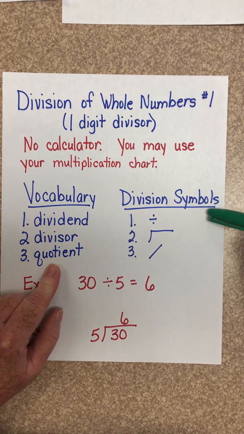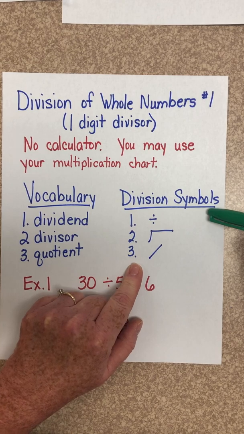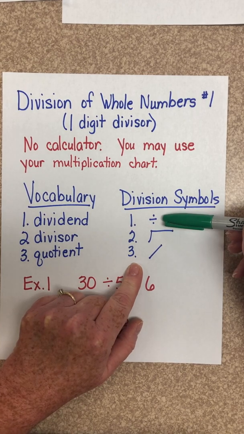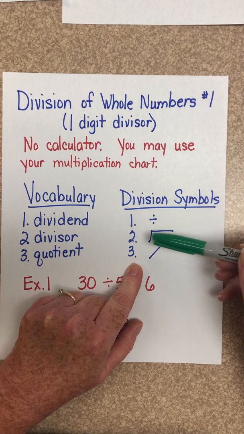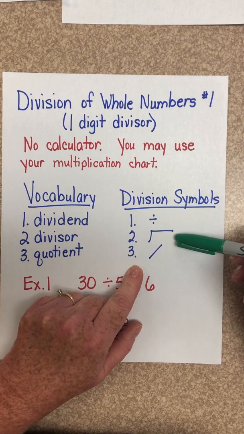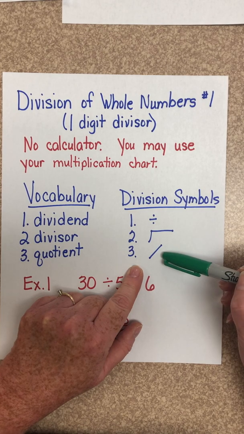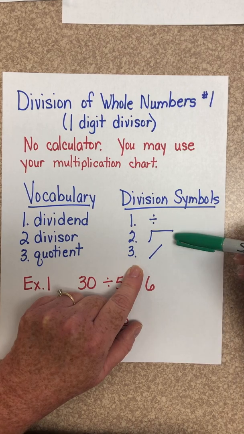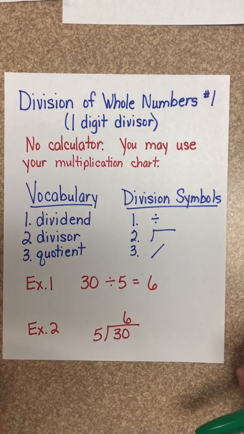Let's look at the symbols we use with division. We have the traditional symbol, but I like to nickname it crazy eyes. And the second symbol we use for long division. And the third is the slash. That symbol we use on the computer when these other 2 symbols are not available to us.